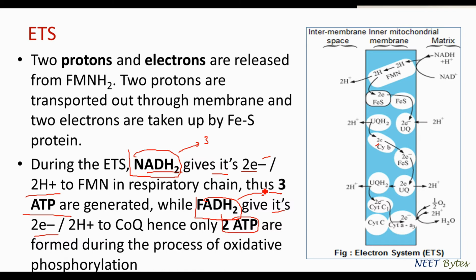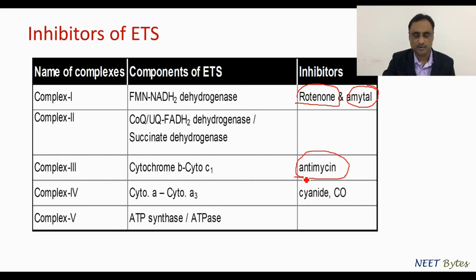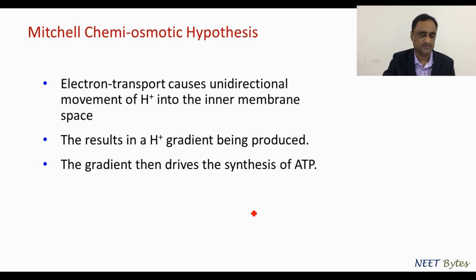Now let's talk about some of the inhibitors of the electron transport system. Many a time this question has been asked. So please remember, rotenone and amytal are inhibitors for complex 1. Antimycin is an inhibitor for complex 3, and cyanide or carbon monoxide is an inhibitor for complex 4. Okay, so that is very, very important. So please remember this, right?